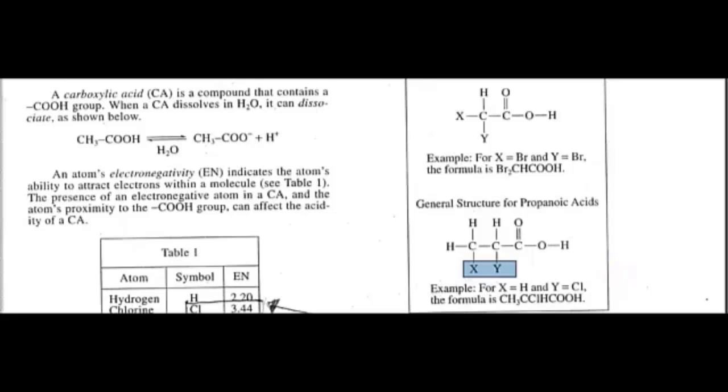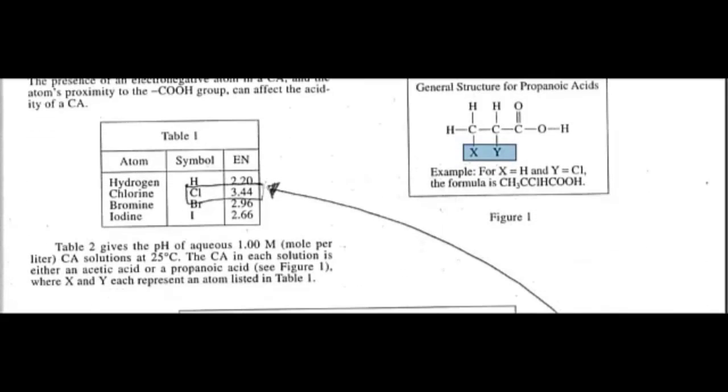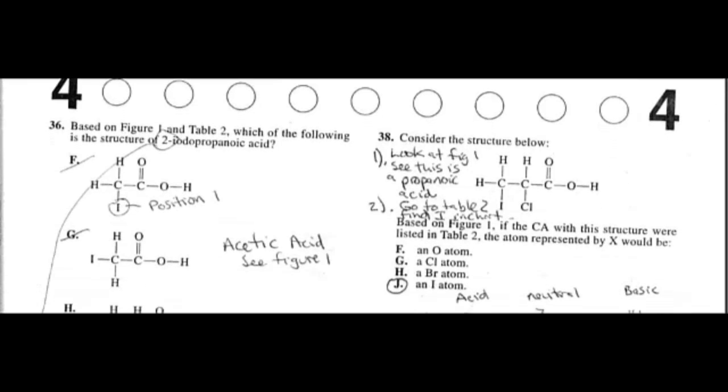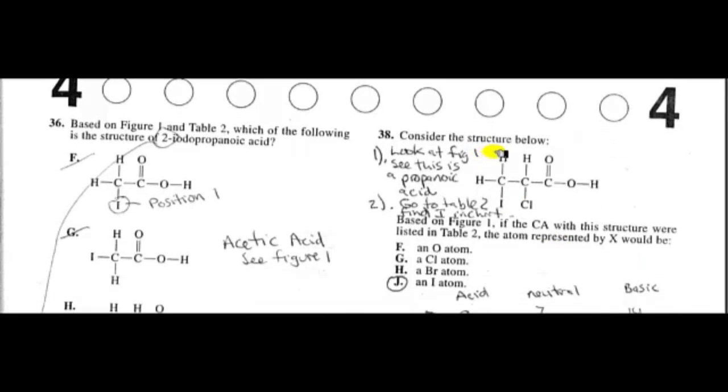So when you scroll down here, the first thing that you need to do is identify whether the structure is an acetic acid or a propanic acid. Scroll down again, take a look. Do we have a double H and an O, or do we have a single H? In 38, the first thing that we notice is there's an HHO at the top. This means it's a propanic acid. Then on the bottom of a propanic acid, remember, the first position, number 1, is known as the X. In the second position, let's go ahead and write it in, is known as the Y.